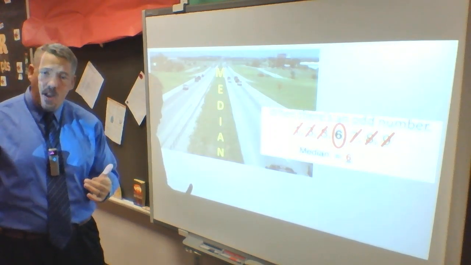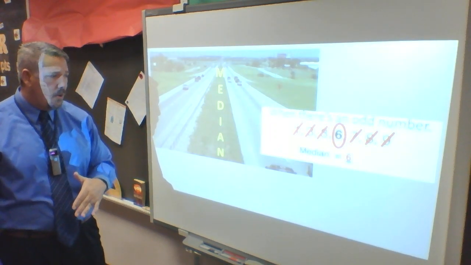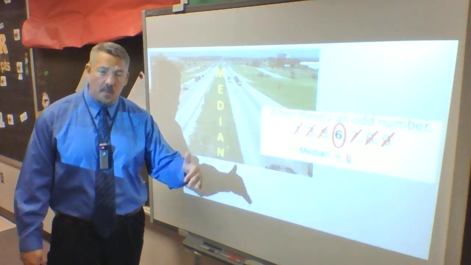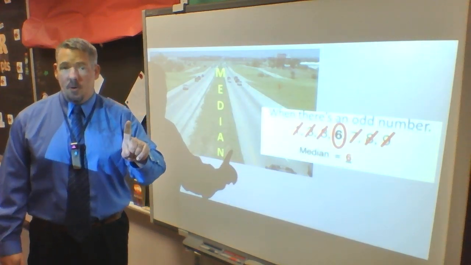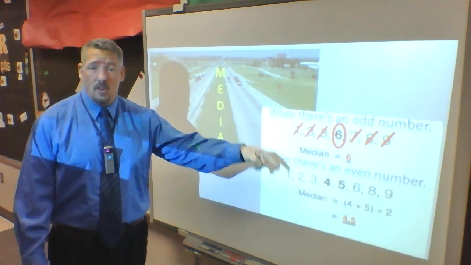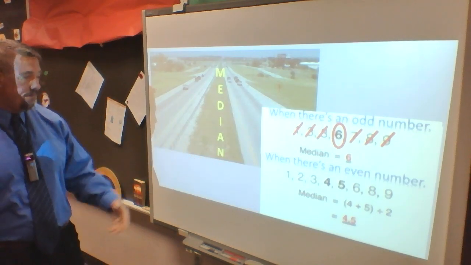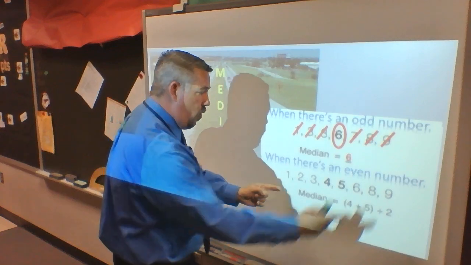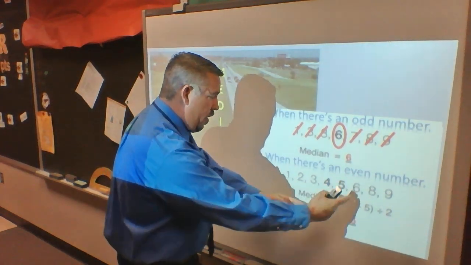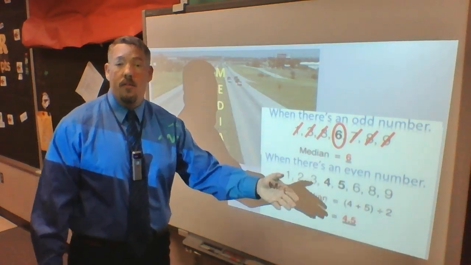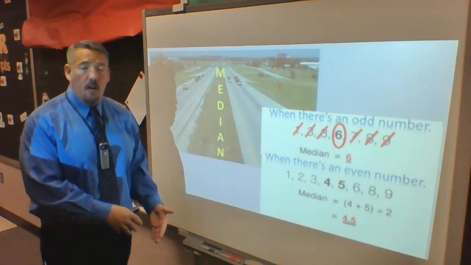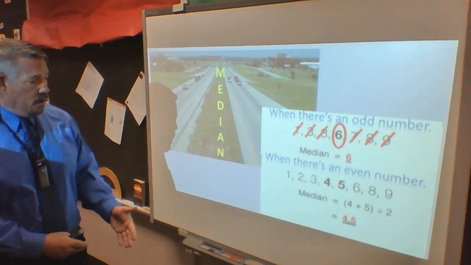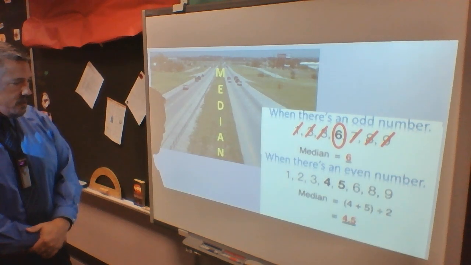Now, where that changes, and I have to add a little bit of math to it, is the understanding that on a median, I can only have one number. And if I have an even number of data in my data set, that kind of throws it off. Because if I start crossing off 1 and 1, 1 and 1, 1, and I end up with 2 numbers. I have a 4 and a 5. And I can't have more than one number in my median of my data set.